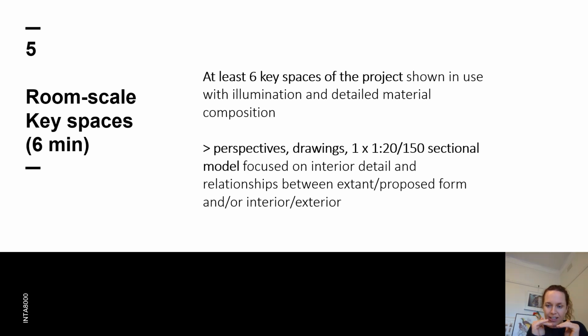We step down again in terms of scale. We're looking at your 6 key spaces and your ability to demonstrate control over the room scale interior. So for this, we suggest that you are showing it in use, so with people, with illumination, lighting, natural and artificial, and with an engagement of, or a kind of real control over detailed material composition. So this, you'll be using your assessment 3 perspectives potentially as a basis and developing them up.